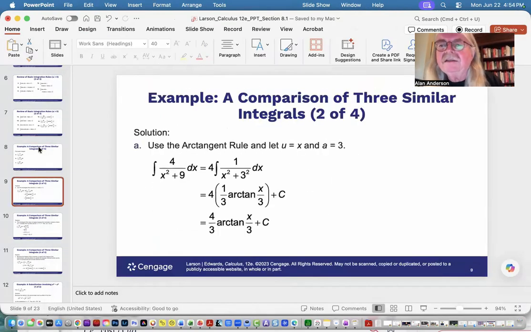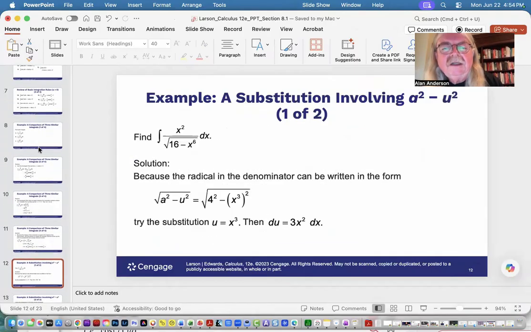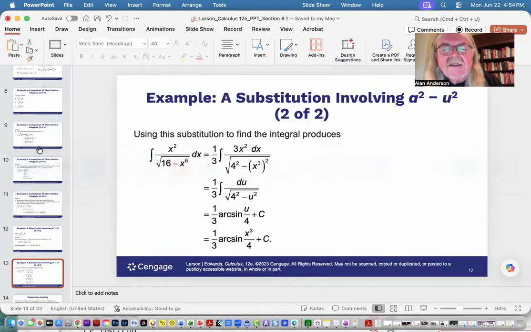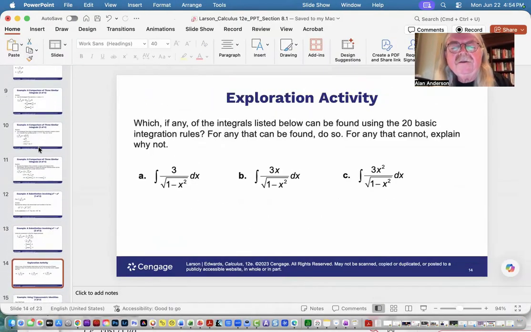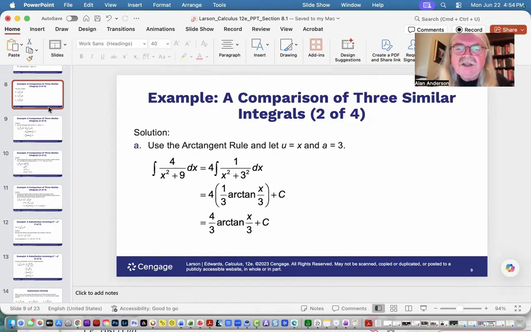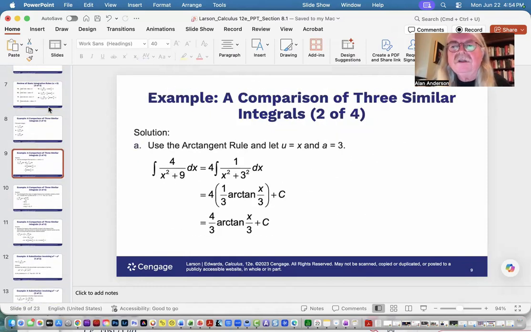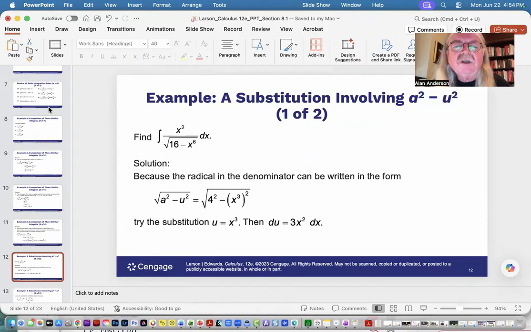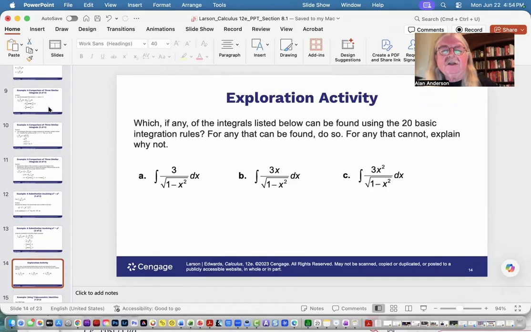So you might want to print out these and keep them handy when you're doing the WebAssign problems because you'll probably need them. All right. Now, here, this one, they're kind of playing games with us a little bit. They're telling us to try these and see if they fit with any of the basic rules that we have up here. So I checked it out. I can tell you in advance, the third one does not. It requires a string of very messy trig substitutions. So that means the answer is no to that one. But we can do the first two. Okay. So let's try them.